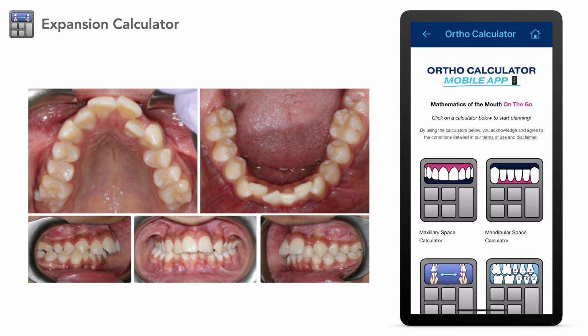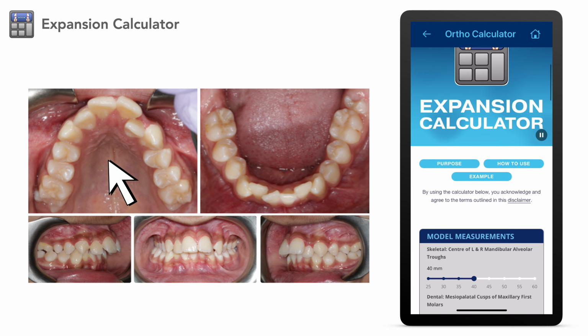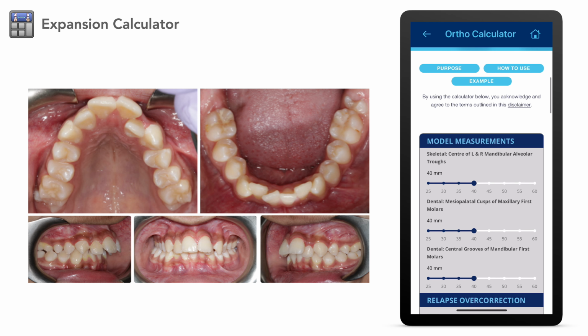We'll open up Ortho Calculator and click on the expansion calculator. This patient has a narrow maxilla and a right posterior crossbite. The lower buccal segments are tipped lingually and he has a deep curve of Wilson. We can estimate where the center of the mandibular trough would be, right here. This measurement is 46 millimeters.